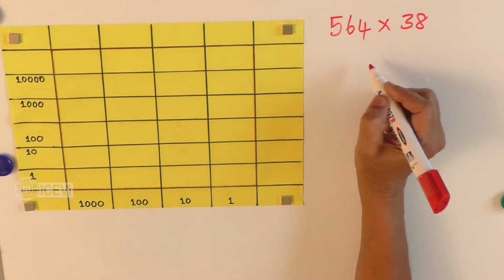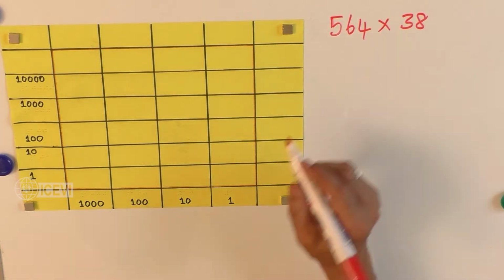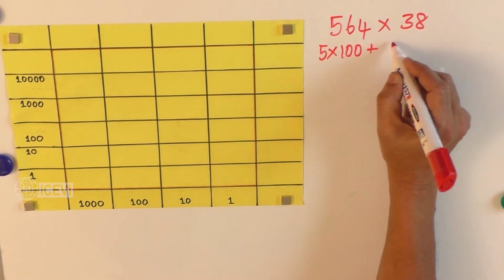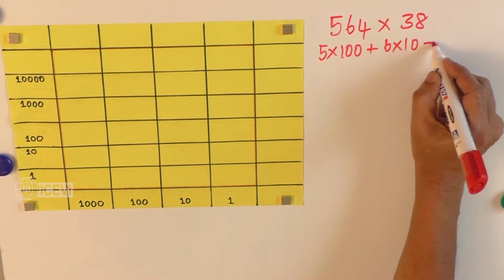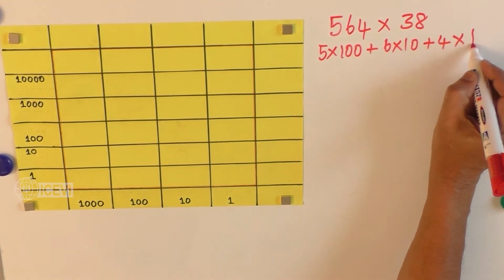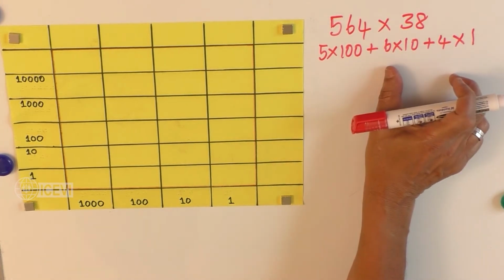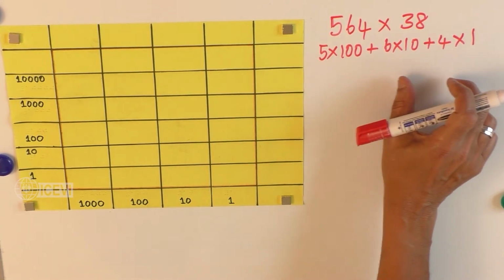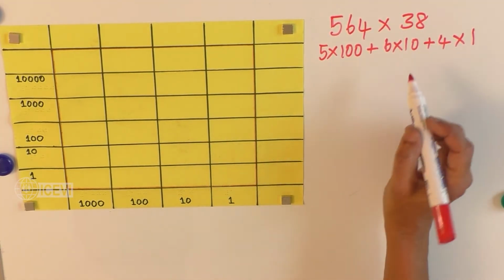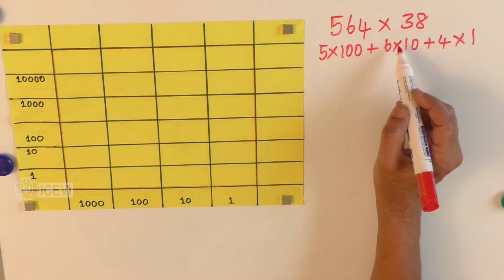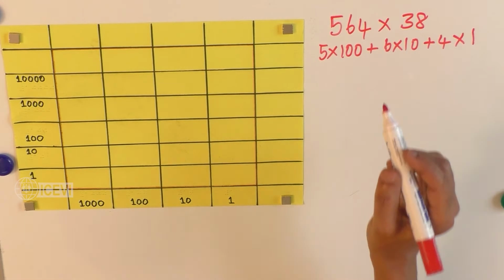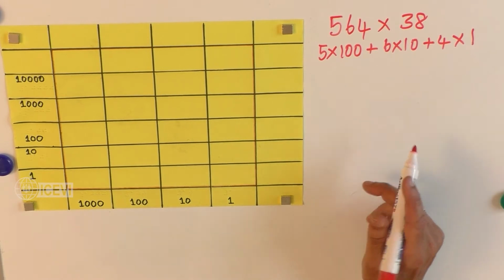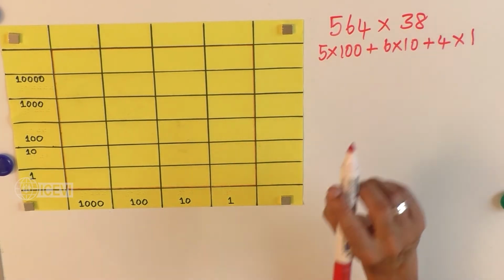Now 564, how can this be written in the expanded form? That is 5 multiplied by 100 plus 6 multiplied by 10 plus 4 multiplied by 1. When you break the number in terms of multiples of 10, it is always easy to multiply. So what we have to do now is multiply the 564, which is presented in the form of an expanded expression, with 38, which is the multiplicand.